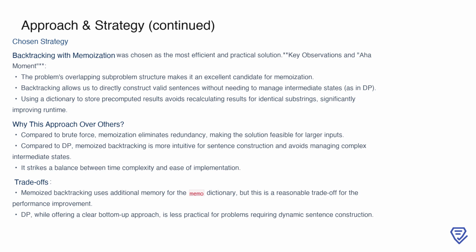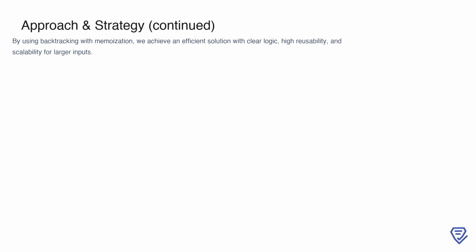Compared to brute force, it eliminates redundancy, making it feasible for larger inputs. Compared to dynamic programming, it offers a more intuitive top-down approach for constructing sentences dynamically. While memoized backtracking does require additional memory for storing results, the performance improvement is a reasonable trade-off, especially when solving this type of problem. By using backtracking with memoization, we achieve an efficient solution that balances clarity, reusability, and scalability.